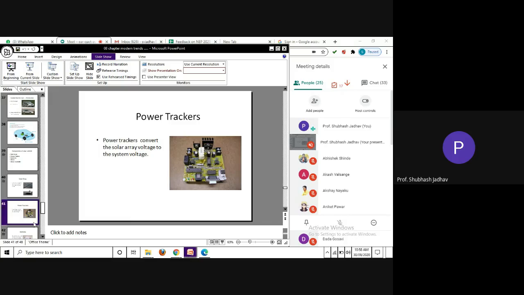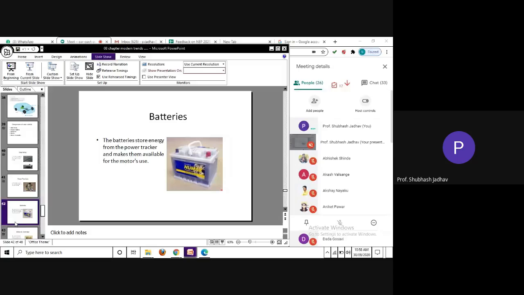The power tracker is very important, because the sun is not always at the same position in the sky. So as the sun moves from east to west, from morning to evening, the power tracker has to direct the solar radiation on the solar array in such a manner that most of the energy will be utilized. So some power trackers will be required. Some batteries will be required to store that energy.